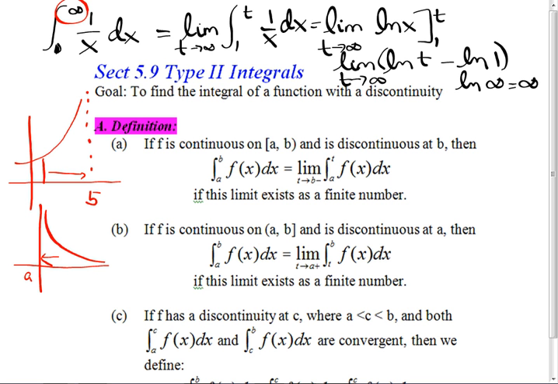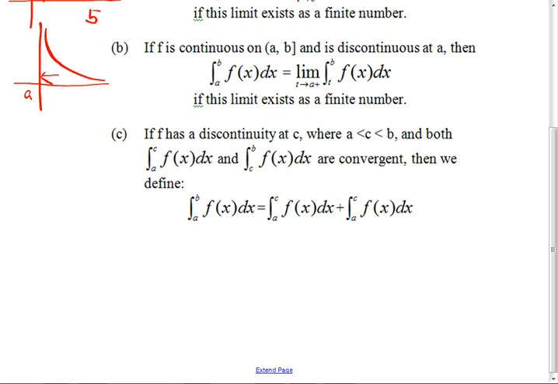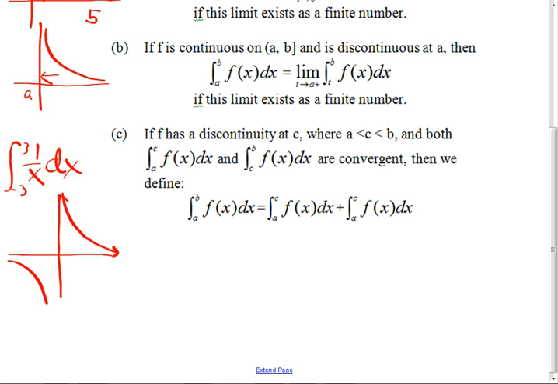I don't think they're going to give you one of those one-sided limits. They're probably just going to give you a regular old problem. And sometimes you could be integrating from negative 3 to 3 of 1 over x. What about that one? Well, I don't know unless I do it, but you have a break where? At x equals 0. So you have to break that into 2 integrals.